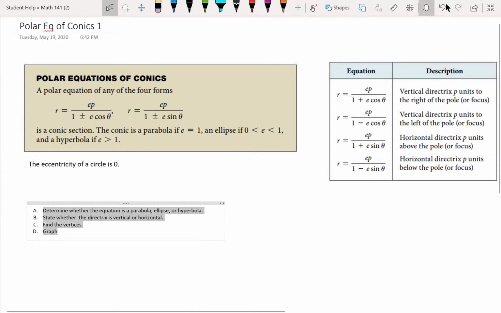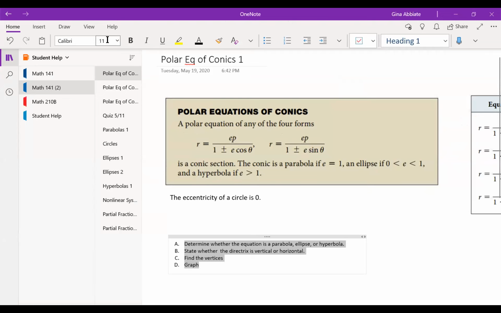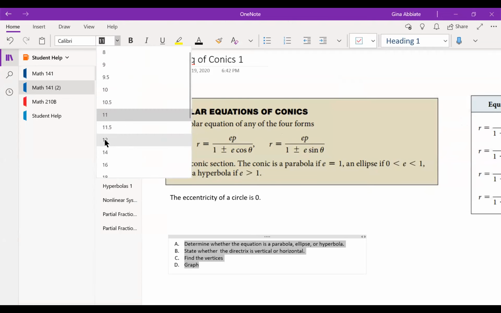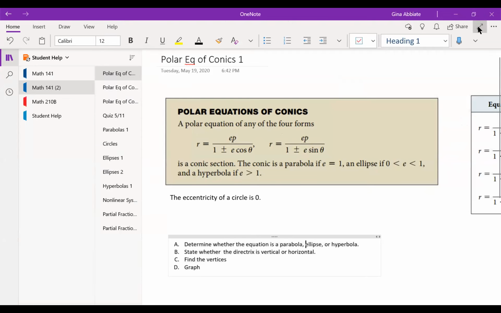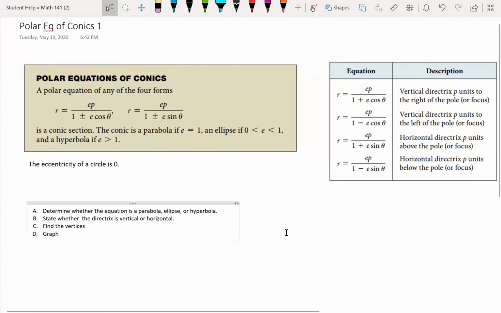For the first set of problems that I have, I'm going to follow this set of directions. I'm just going to make it a little bit bigger here. This set of directions that I've got down here is: we're going to take an equation and determine which type of conic section it is, and then we'll figure out which direction the directrix is going. And some of that will be assisted by this table that's on the right-hand side. We'll kind of come to that as we need it.